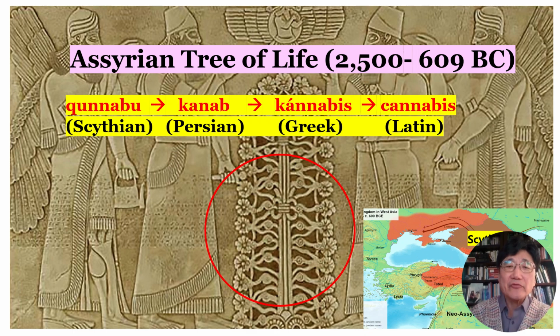This Assyrian tree of life image shows the Qunnabu cannabis in the center. The plant name cannabis is a Scythian word, Qunnabu, which was loaned into Persian as kanab, then into Greek as cannabis, and subsequently into Latin as cannabis. Archaeological evidence for fiber cannabis goes back tens of thousands of years.